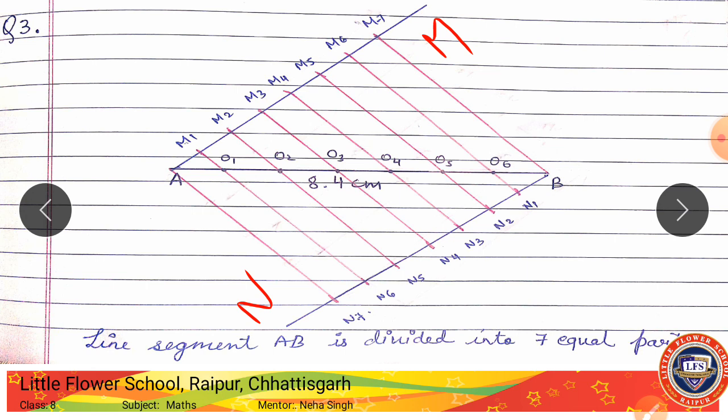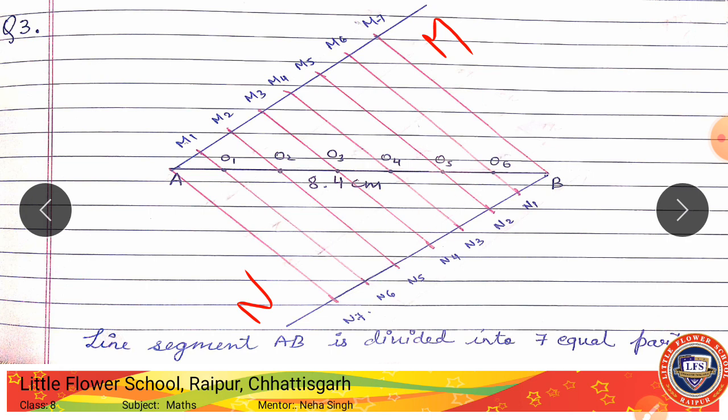And we can measure each part also. You'll measure each part and you'll write. And what are the 7 equal parts that the line is divided into? AO1 is the first part, O1O2 is second, O2O3, then O3O4, then O4O5, O5O6 and O6B. Right? 7 equal parts the line is divided. So now this was the question where only how many parts we have to divide the line was asked.